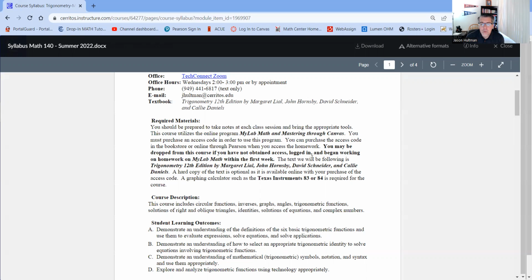The text we will be following is Trigonometry, 12th edition. A hard copy of the text is optional as it is available online with your purchase of the access code. A graphing calculator, such as the Texas Instruments 83 or 84, one that looks like this, is required for the course. We're going to be utilizing the same calculator for the entire course. It's a good investment, especially if you're going to go on to pre-calc and calculus.